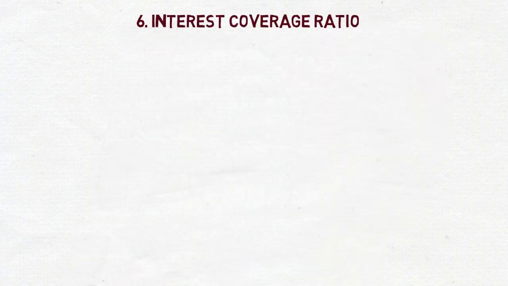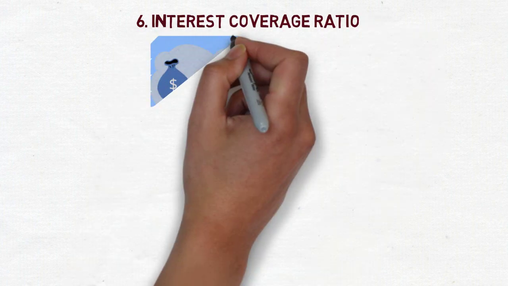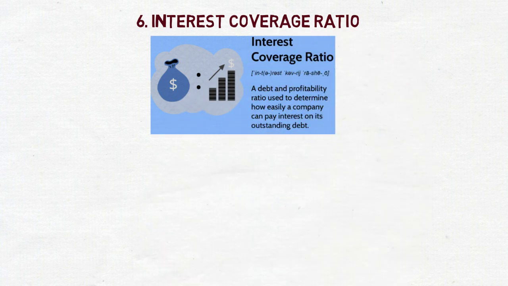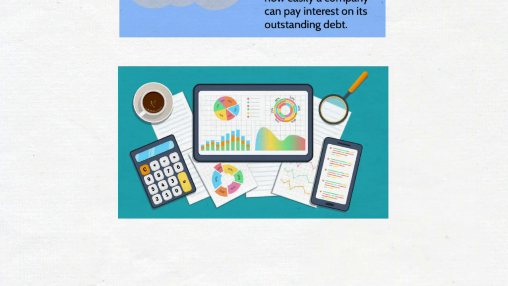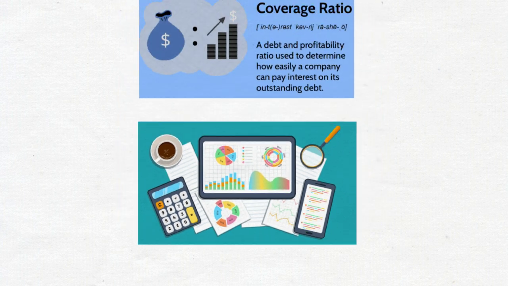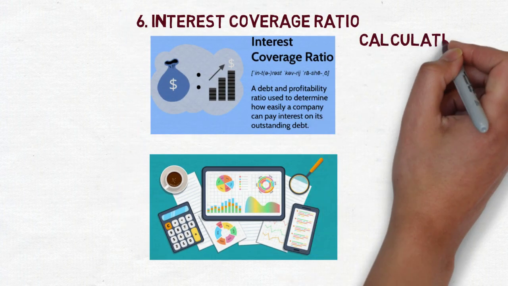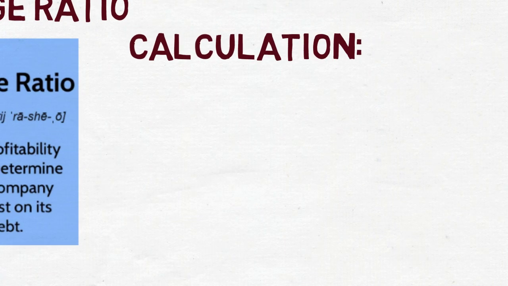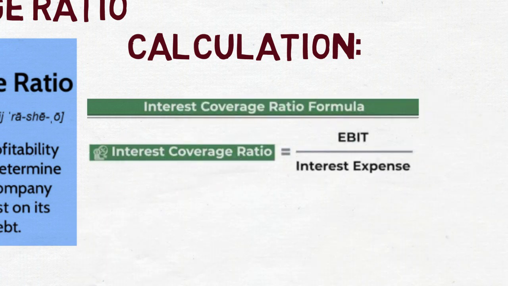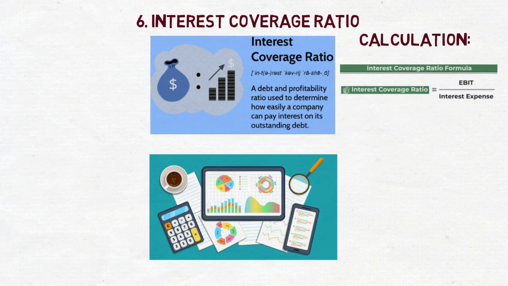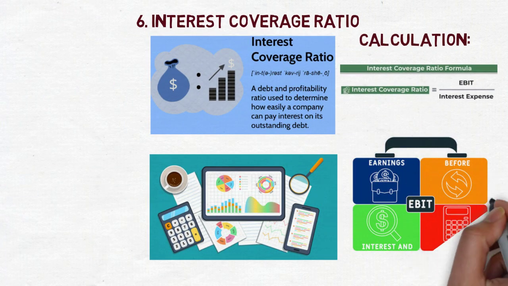Ratio number 6 is interest coverage ratio. Interest coverage ratio measures a company's ability to pay the interest on its debt. Since interest coverage ratio helps lenders and creditors gauge the level of risk involved in lending, it is a very important ratio for financial analysis. The interest coverage ratio is calculated by dividing the company's EBIT by its interest expense. Here, EBIT means company's earnings before interest and taxes.